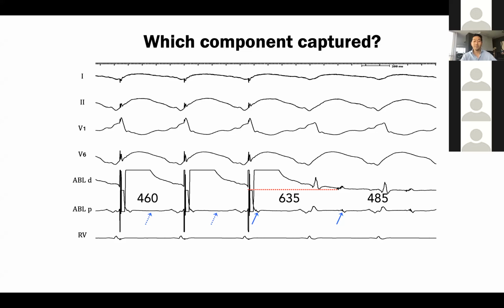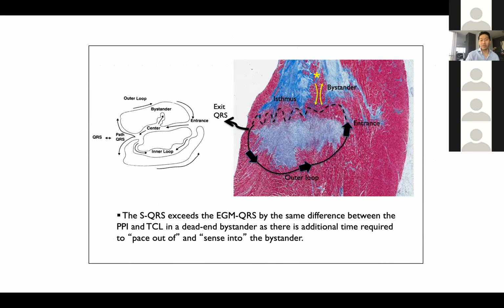And the reason why that's beautiful is because we couldn't tell which component was captured, but we used the neighboring electrogram to be able to guide you that you should measure to this electrogram. And then when you look at that, the stim to QRS is 315, EGM to QRS is 165. Look at that difference. 635 minus 485 is 150. 315 minus 165 is 150. Same. So why does that work that way?